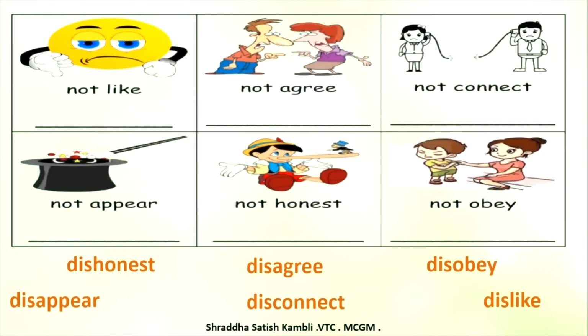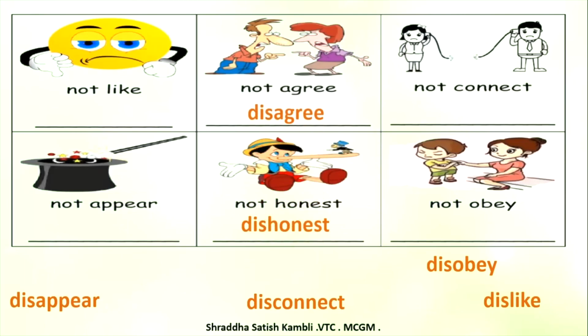Now let's move on and do an exercise here. So what can you see here? You can see not like, not agree, not connect, not appear, not honest, not obey. So these are all prefixes with DIS. So not honest is what? It is dishonest. What is the picture? It is a picture of Pinocchio. He was a person who used to say a lot of lies. Okay, so he was dishonest. So someone who's not honest is dishonest.